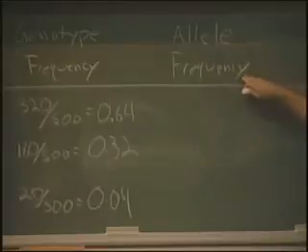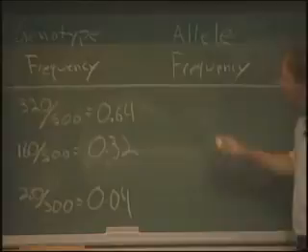Two different ways of calculating the allele frequencies. One of them is the easy method, and the other method is also called the easy method. They're both easy, all right? But one of them works with genotype counts.